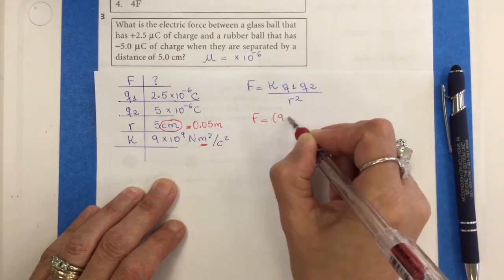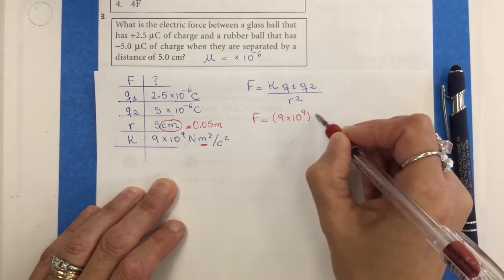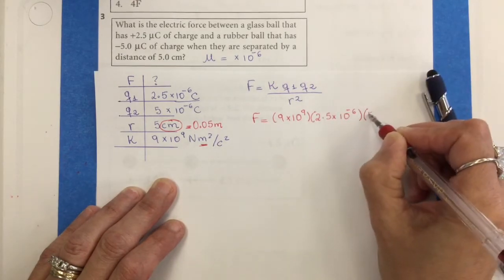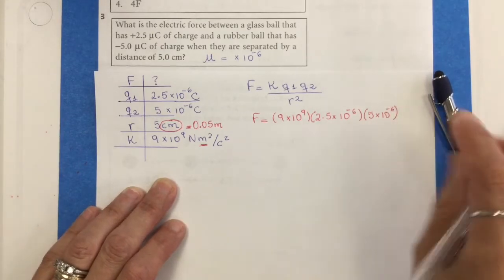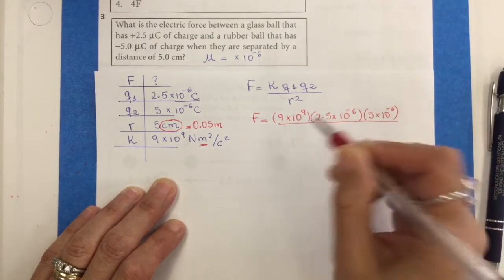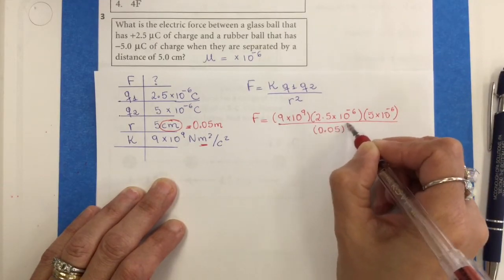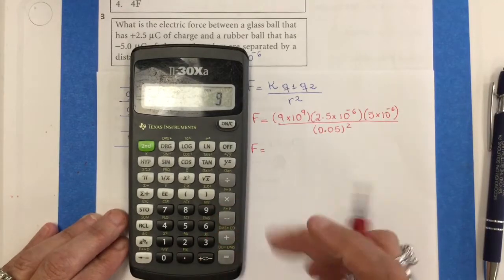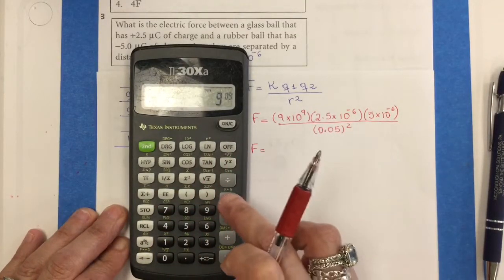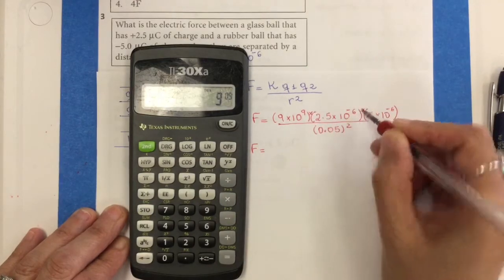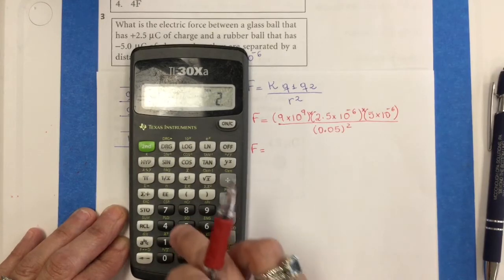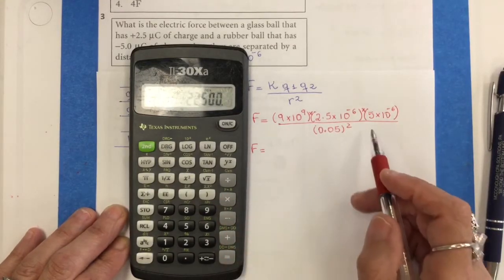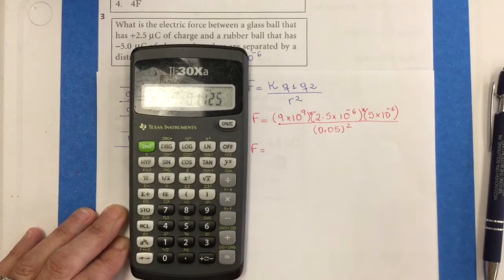Okay, so now we can calculate everything. K is 9 times 10 to the 9. Q1 is 2.5 times 10 to the minus 6. Q2 is 5 times 10 to the minus 6. All these divided by 0.05 squared. Now on our calculator, 9 times 2.5 negative 6 times 5 negative 6, equal.